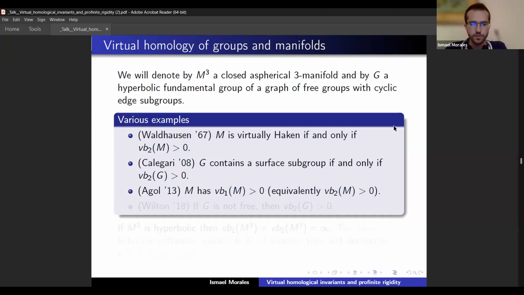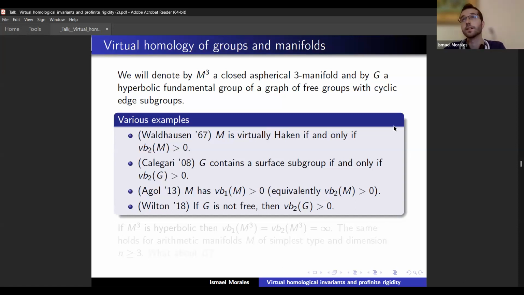Another example from three-manifold topology is that M has positive virtual first Betti number, or equivalently, virtual second Betti number. They prove much more, and there are of course many people involved, like Bergeron, Wise, and so on. But the point I want to make is that again there's an analogy with the groups we care about: if G is not free, then the virtual second Betti number is positive.